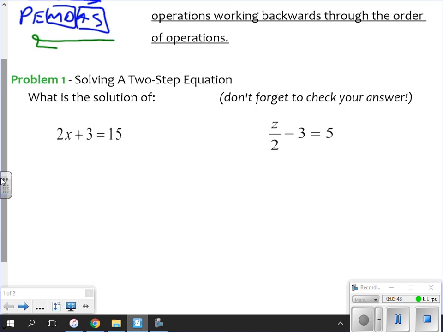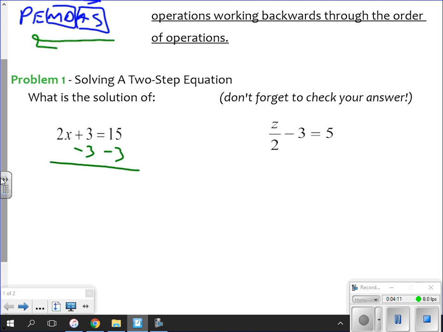Normally we do multiplication before addition and subtraction, but when solving we go in the other direction. So the first thing I want to do is get rid of the addition. So I want to get rid of this plus 3. What's the opposite of adding 3? Subtracting 3. Ooh, good. Somebody said it. So I subtract 3 from both sides of the equation.